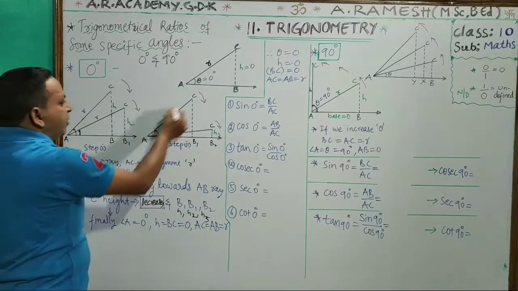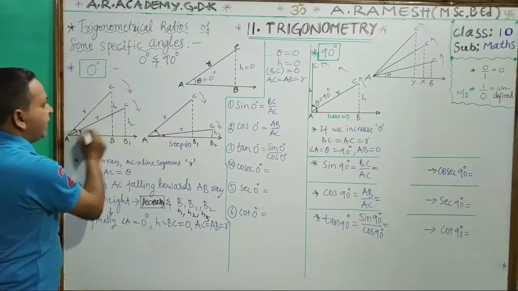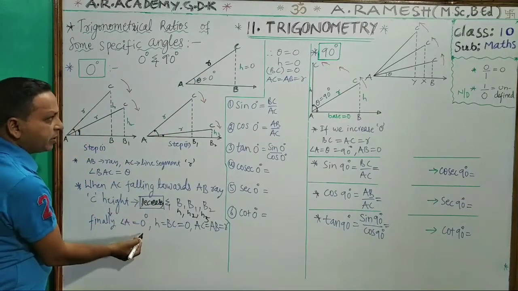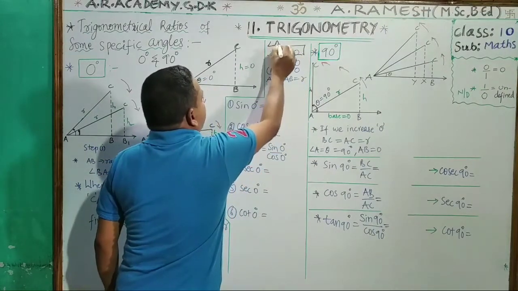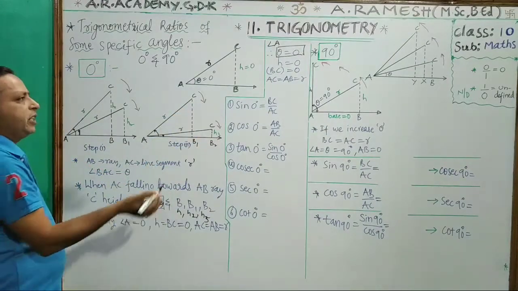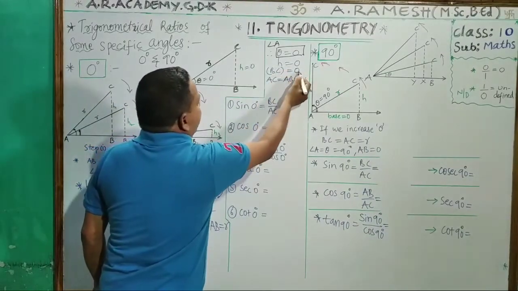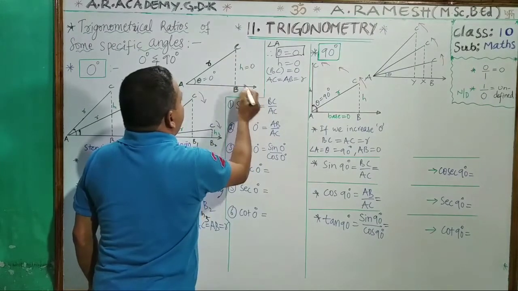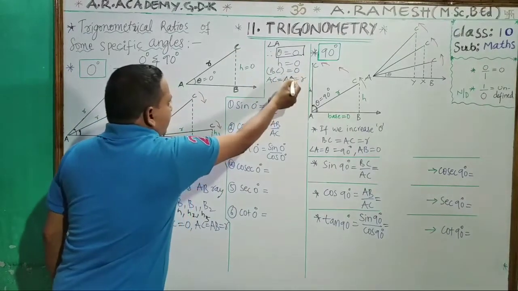Finally, what is happening when it falls exactly on the AB ray? This angle A will become 0. I am writing theta is equal to 0 here. And the height also becomes 0. Height means BC, and BC is becoming 0. When AC falls exactly over the AB ray, automatically the height, that is BC, will become 0. Understand, children? This is the second point.